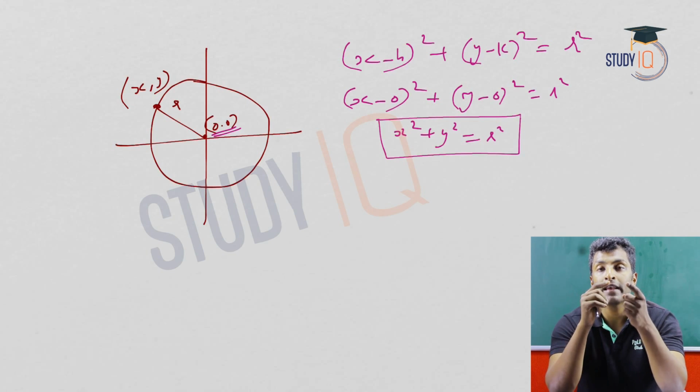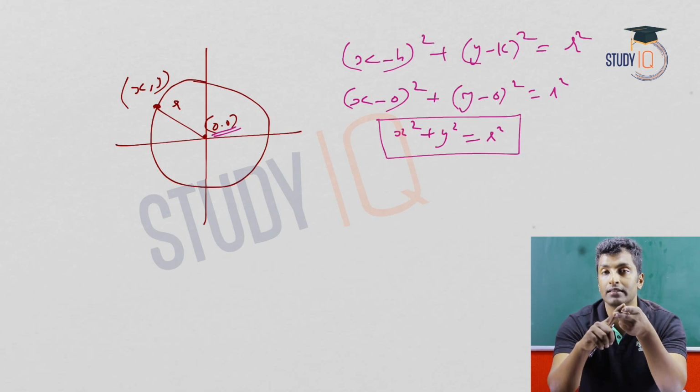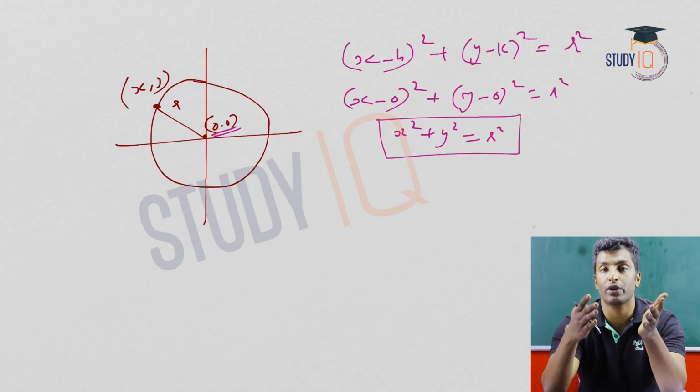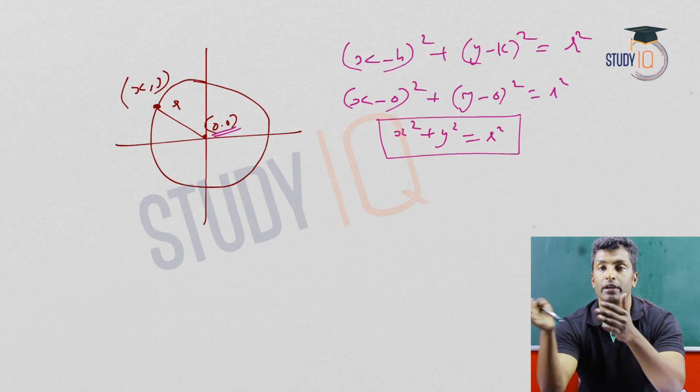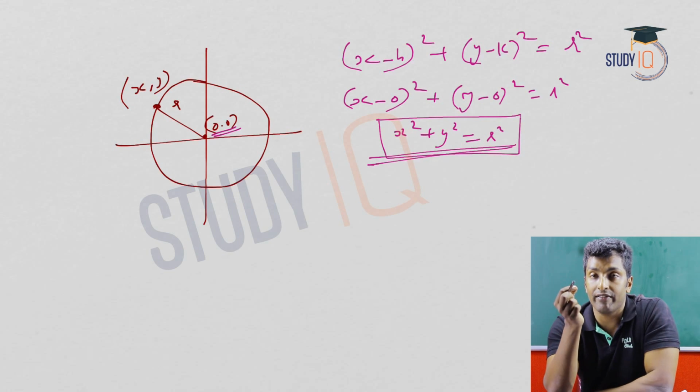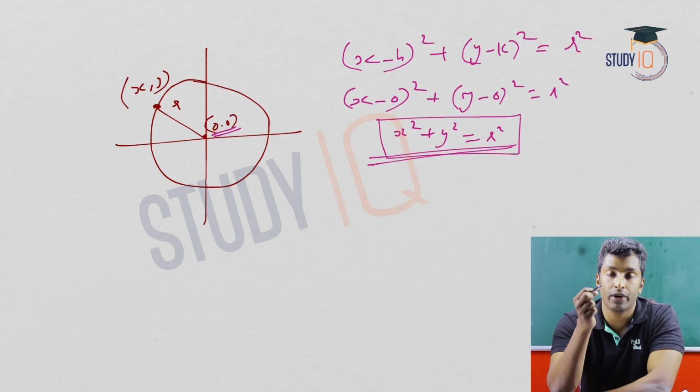Or you can just apply the distance formula and you can get this, right? How will you apply this? √((x − 0)² + (y − 0)²), if you take the square root you will get r. When you square both sides, (x − 0)² + (y − 0)² will be r², x² + y² will be r². So this is the equation of a circle having center at origin. Okay, so that's your special case, case one.